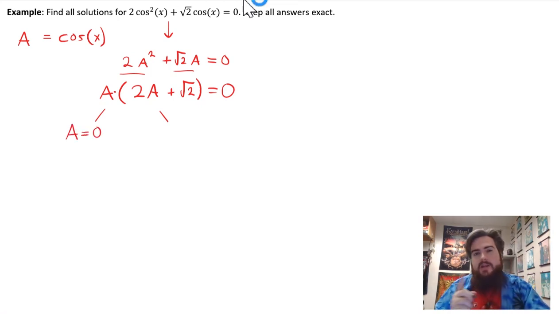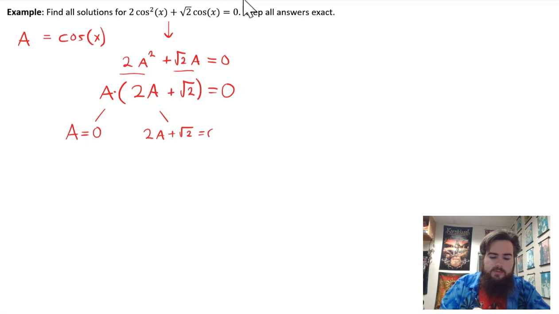I could say a equals 0 would be a solution for this, as well as 2a plus the square root of 2 equals 0 is another possibility. That second possibility, I'm going to maneuver a little bit to get a by itself there. We can subtract square root of 2 and divide by 2 to get a equals negative square root of 2, divided by 2.